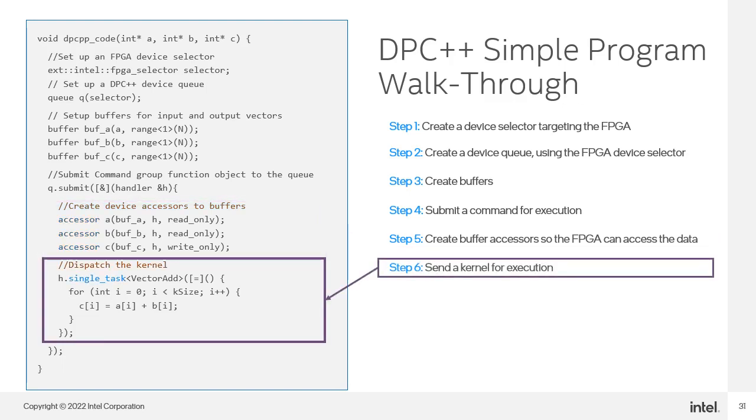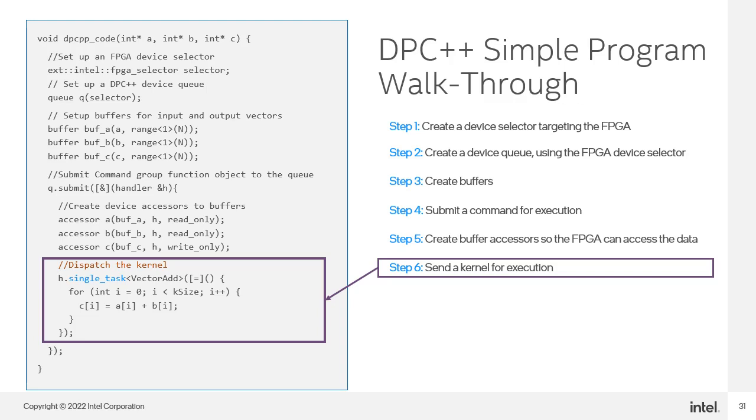Now that we have successfully set up the FPGA as the device of choice and set up the line of communication and also buffers and accessors, we are ready for the final step, which is to dispatch the kernel. Still in the command scope, we create our single task kernel using the single_task dispatch call. Notice the lambda function at the dispatch call.